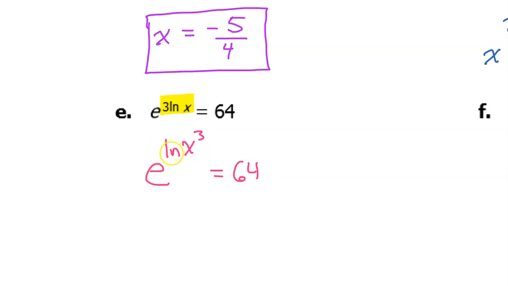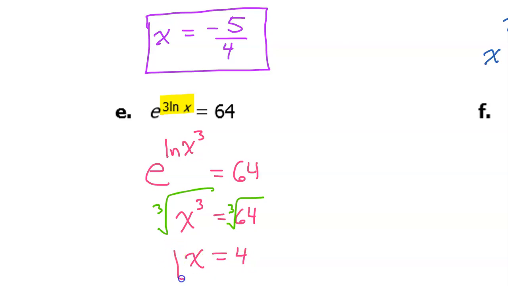But as we have discussed a couple of times now, e to the x power and natural log x are inverses. So these cancel each other out. And that leaves you with just x to the third power. So now we have x to the third power equals 64. And fairly basic algebra, we will just take the cube root of both sides. And the cube root of 64 is 4. So we have x is equal to 4.